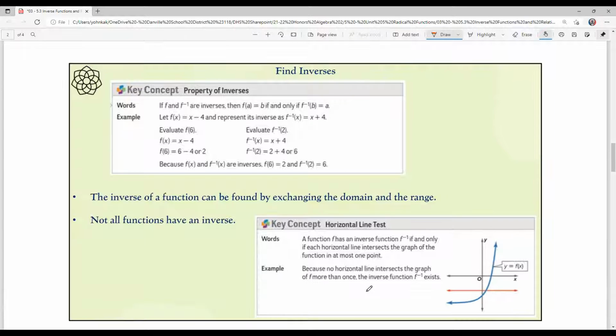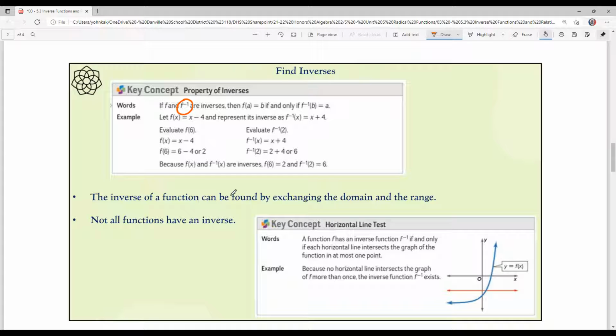All right, so let's take a look at some of the notation and some more definitions. Here is the notation for inverse, f⁻¹. It's not f to the -1 power, it's just called f inverse. So if f and f inverse are inverses, then f of a equals b if and only if f inverse of b equals a. What that's saying is that the domain of f is the range of f inverse and the domain of f inverse is the range of f. The inverse of a function can be found by exchanging domain and range. That's what we just said.